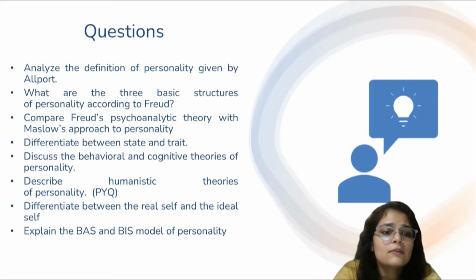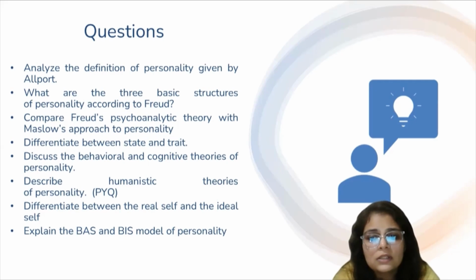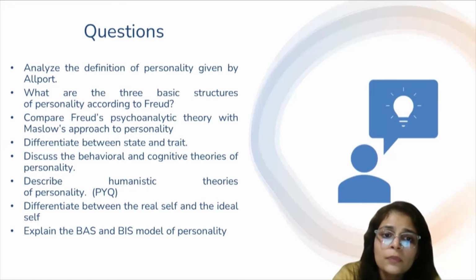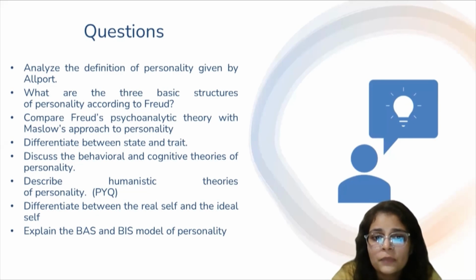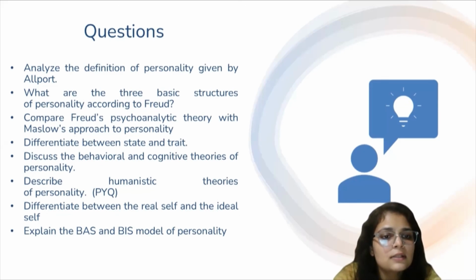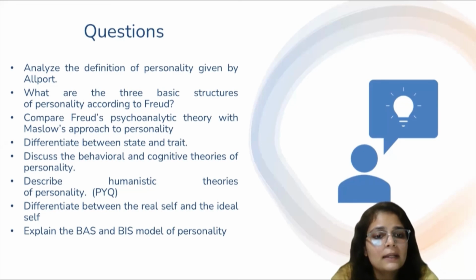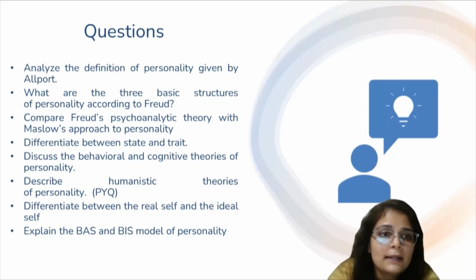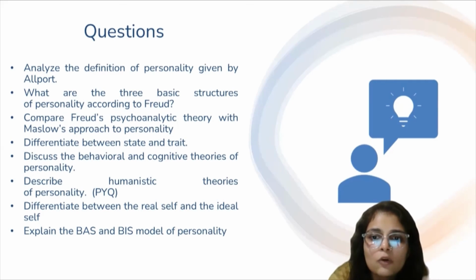Okay, next is discuss the behavioral and cognitive theories of personality. In this, we will explain the social learning theory of Bandura, Skinner's operant conditioning theory, and in the cognitive theories, we will introduce Rotter's locus of control and the cognitive affective personality system. Next question is describe humanistic theories of personality, which is a previous year question. Okay, in this, we will explain Maslow's hierarchy of needs and Carl Rogers' theory of personality, which includes the self and the notion of maintaining congruency between the real self and the ideal self.